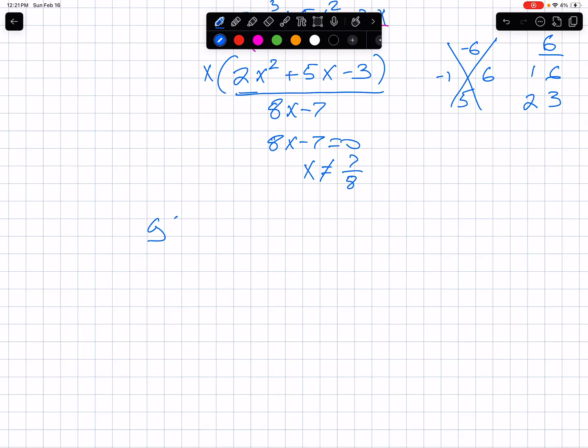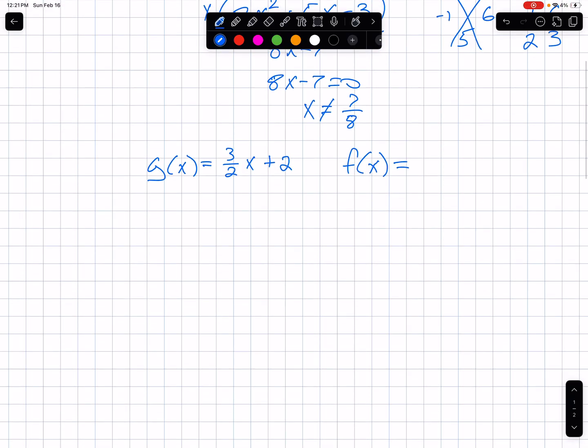So we have g of x equals 3 halves x plus 12. You have f of x equals 2/3 x minus 8. So what we do is you have to prove that f of g of x equals x. So this is what we're trying to prove.